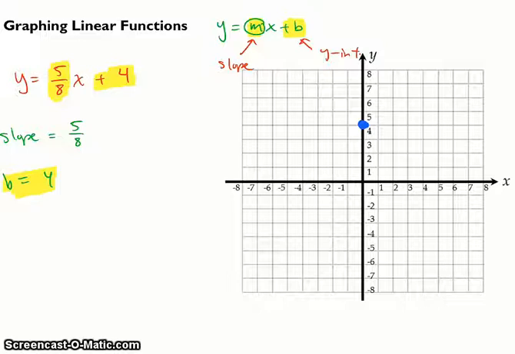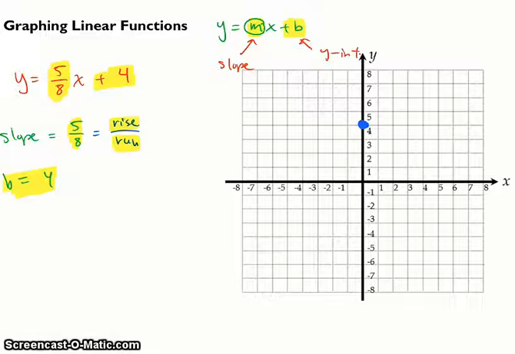To get your second point, you want to use your slope. If you recognize, slope is always equal to rise over run. Rise is your vertical distance and run is your horizontal distance. So what do I mean by that?